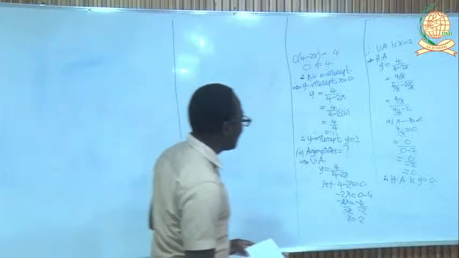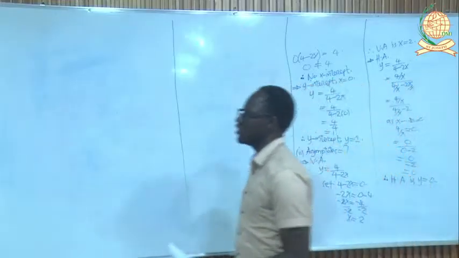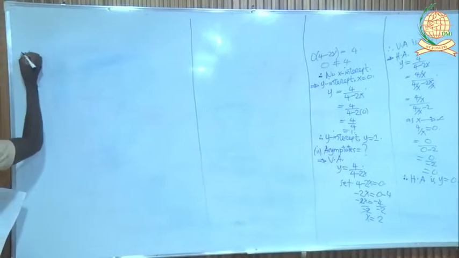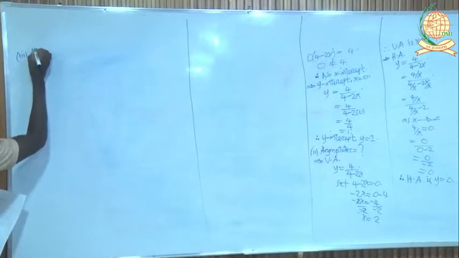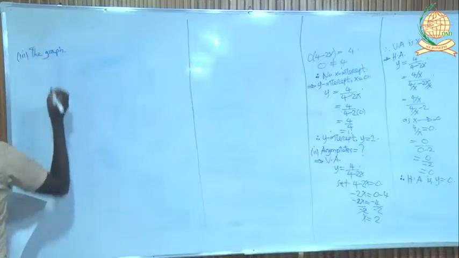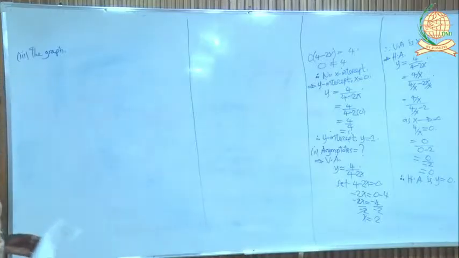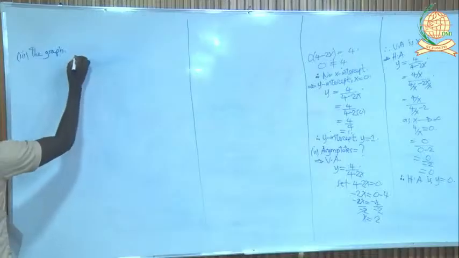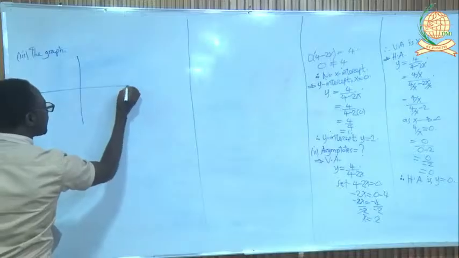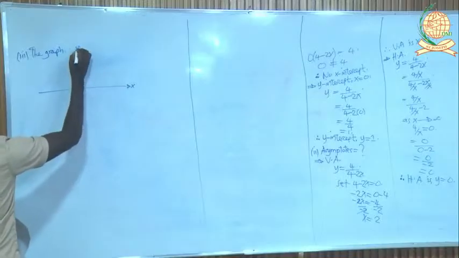Roman 2 was to find the asymptotes. Now Roman 3, to sketch the graph of the given function above. It is a rational function. So first, draw the xy plane. This is the xy plane, here. This is the x-axis. This is the y-axis.